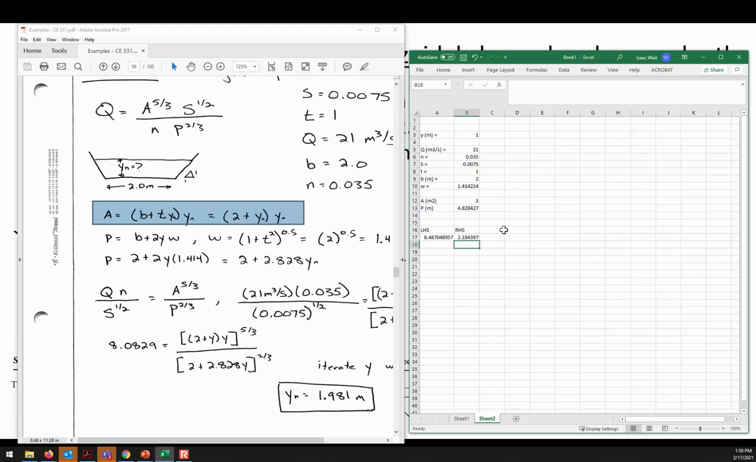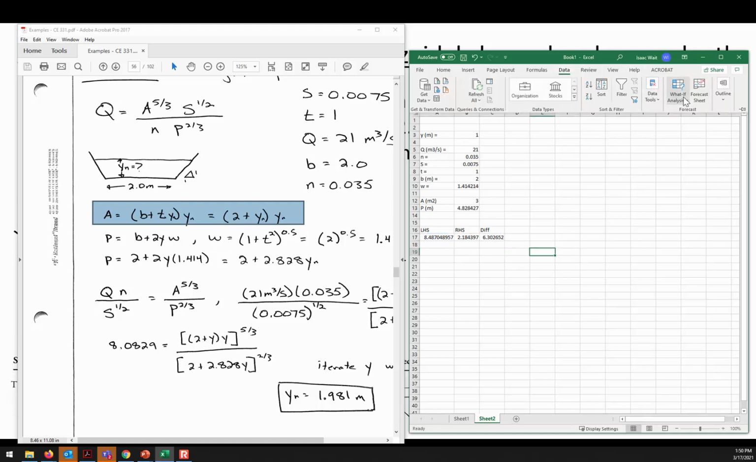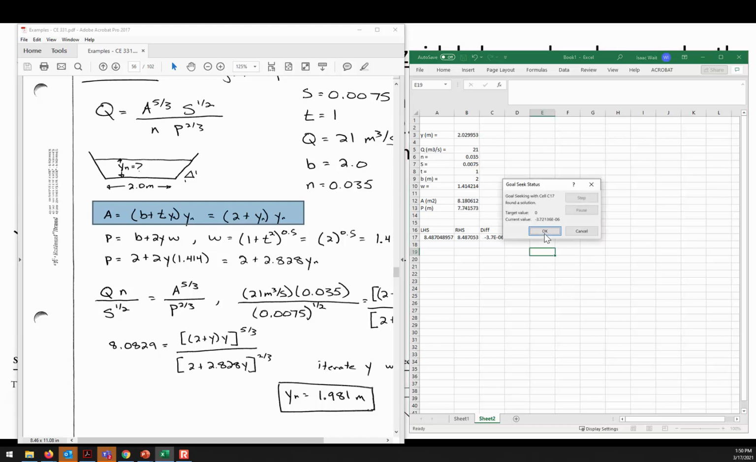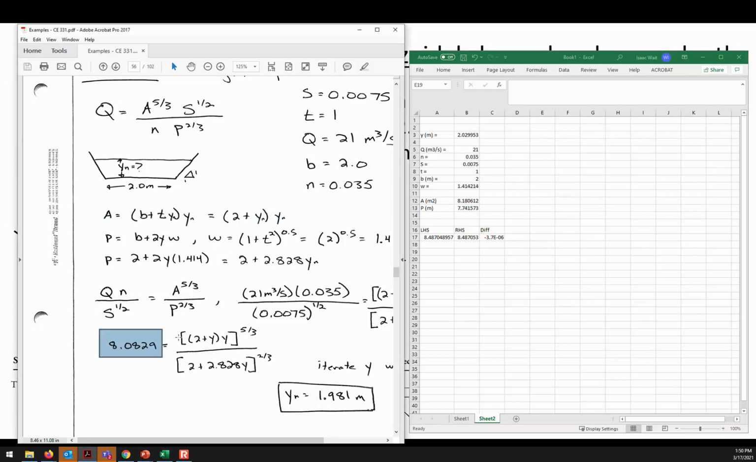Now, the two don't equal right now. I need to have a difference cell that goes down to 0. And so now in Goal Seek, Data, What-If Analysis, Goal Seek, my objective is I want the difference to be 0 by changing the depth. And it goes through 2.03. So I probably rounded off too aggressively when I was calculating my left-hand side, because 2.03 is the value that Caleb got as well.